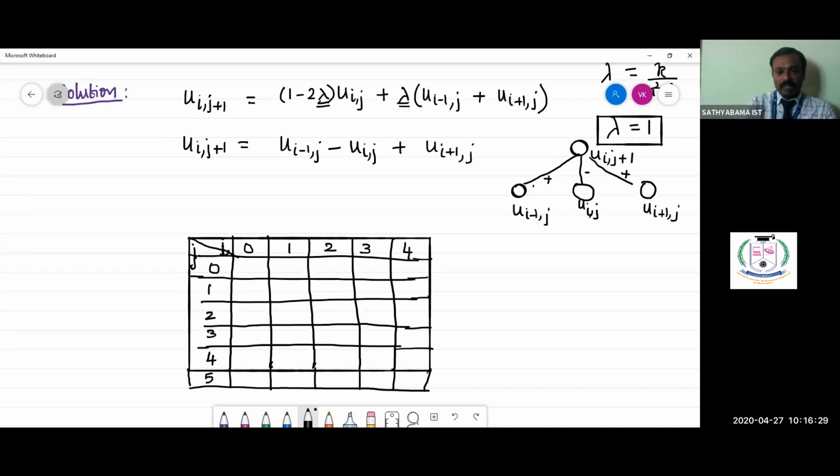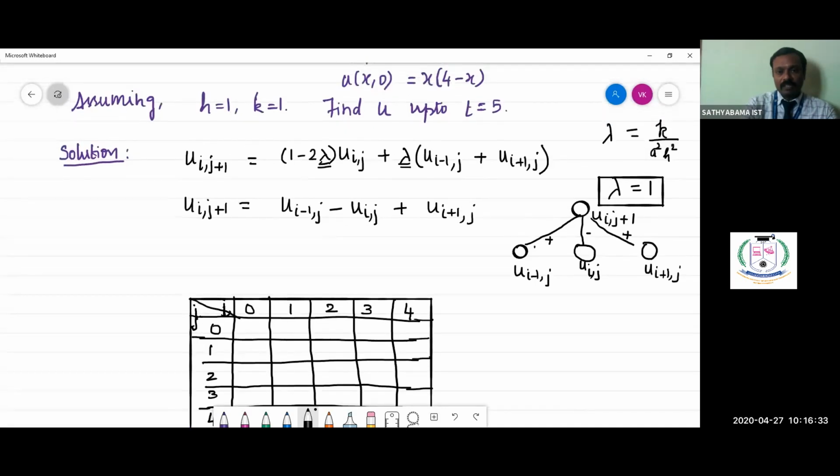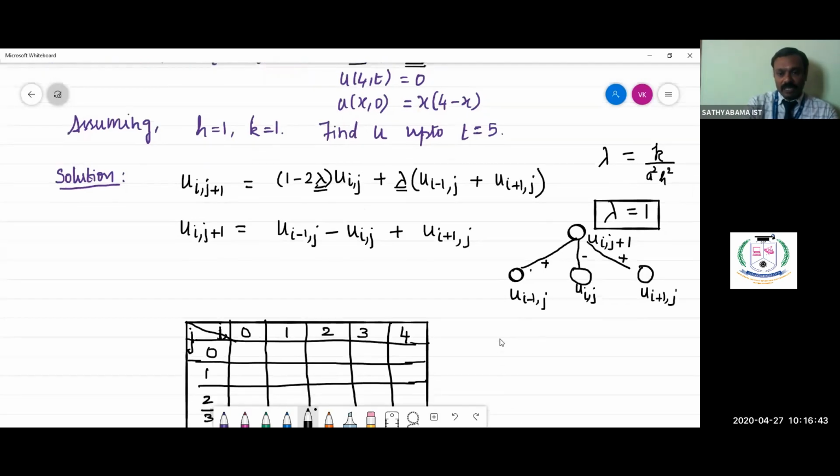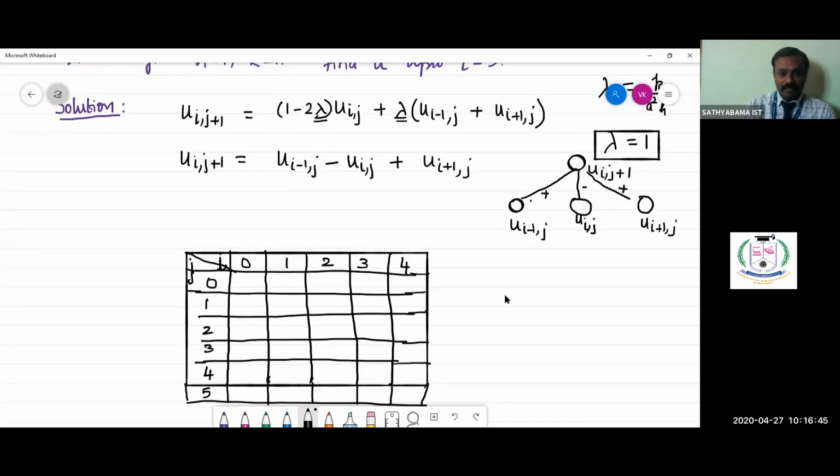Now let's check with the boundary conditions. We fill up the boundary conditions first. When x is equal to 0, we have u equal to 0. That is x is equal to 0, that is the i values. This is the direction for x and this is the direction for t. For convenience, we have taken this way. We can also take the usual x and y axis for this case.